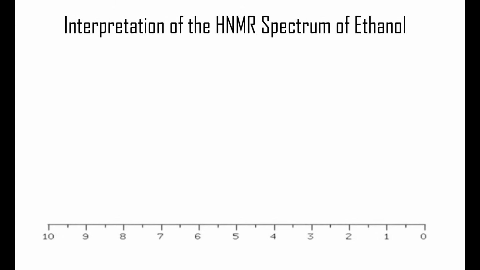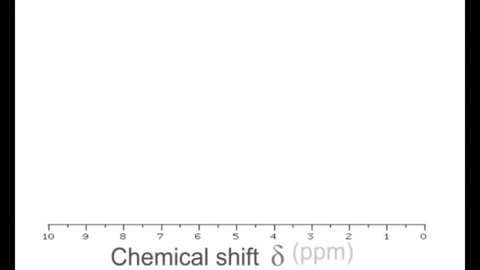Now about the graph itself. The horizontal scale represents the chemical shift, delta, measured in ppm or parts per million. The H-NMR shift ranges from 0 to 10. 0, or the right side, is called high field, and the left side, or 10, is called the low field. They can also be called the up and down field.